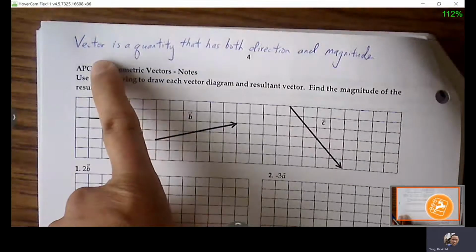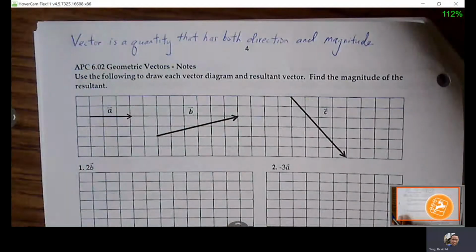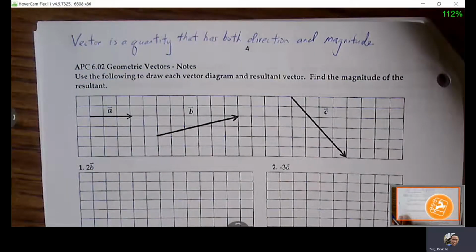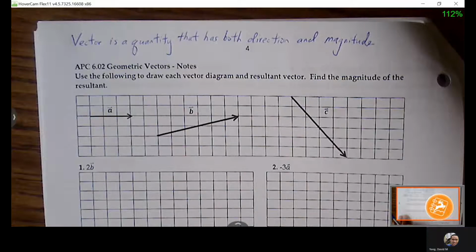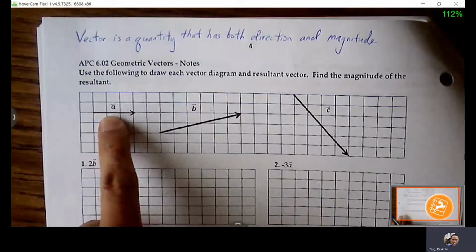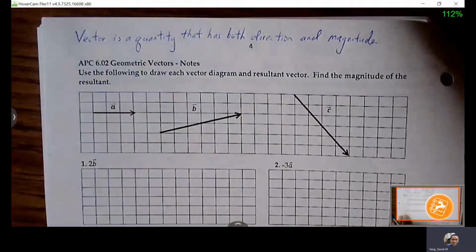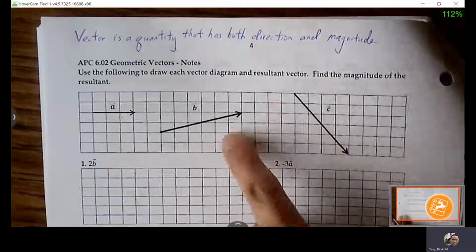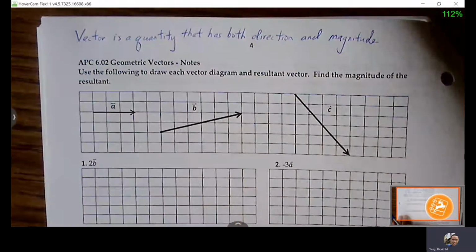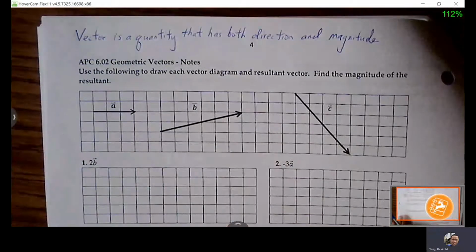Okay, if you guys can copy down this definition here, vector. A vector is a quantity that has both direction and magnitude. We're going to see these arrows that represent vectors. It indicates magnitude in the sense that it tells us how much or how large that quantity is, but it also has direction as well.